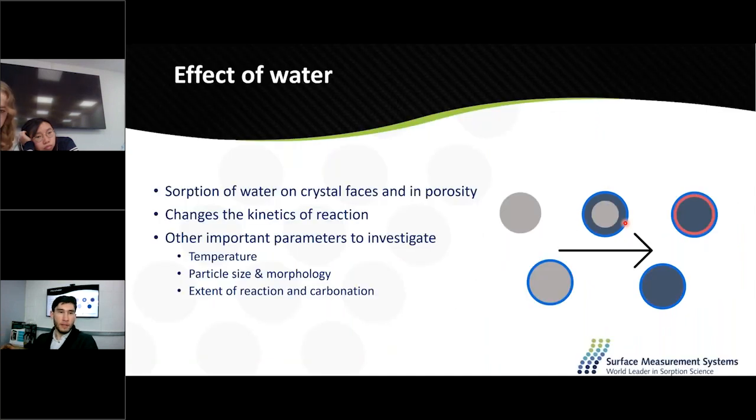But just to summarize the effect of water, water sorbs on the crystal faces and in the porosity. It does change the kinetics of the reaction when it comes to the transformation to calcium hydroxide, but in this case it didn't have an effect on the transformation to calcium carbonate. This was only one experiment which I've shown here. There are other parameters to investigate. The temperature, this was only at 25 C, but direct air capture can happen anywhere from -20 to 40 C, so these are also important variables to change. I mentioned optimization of the particle size and morphology, and the extent of reaction and carbonation could also be further investigated.